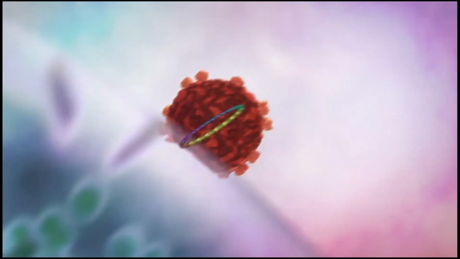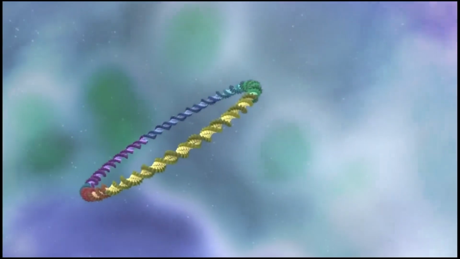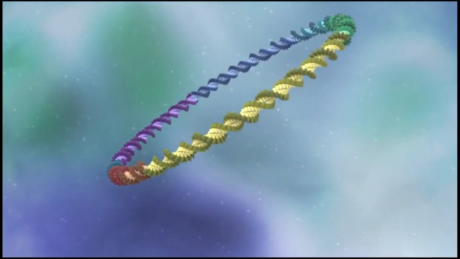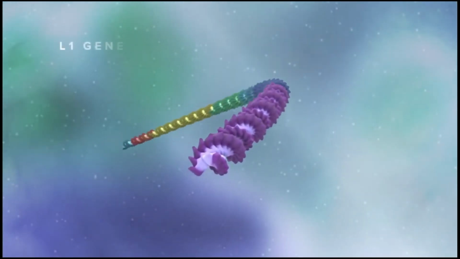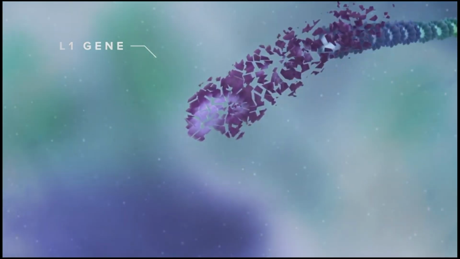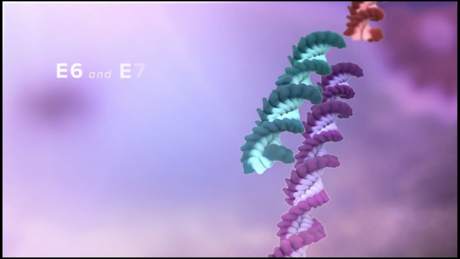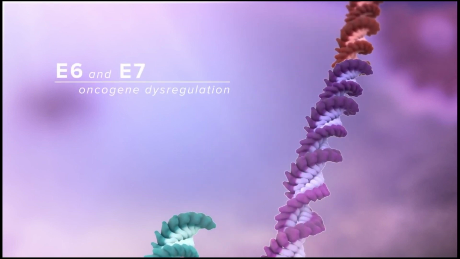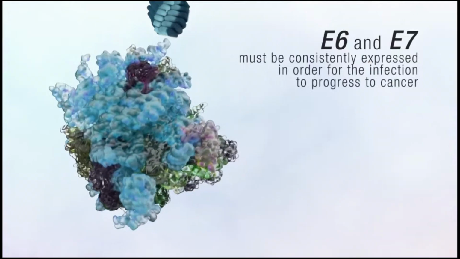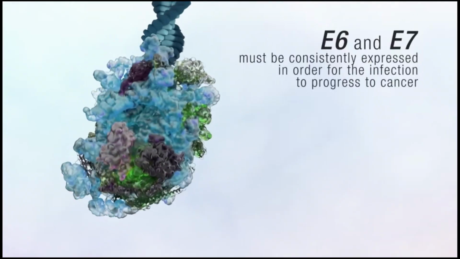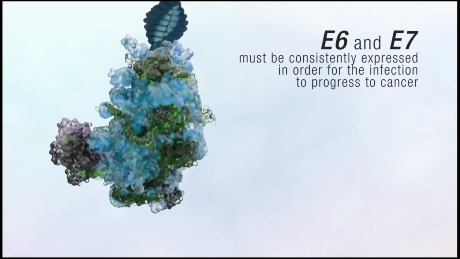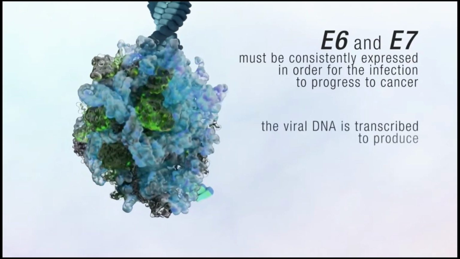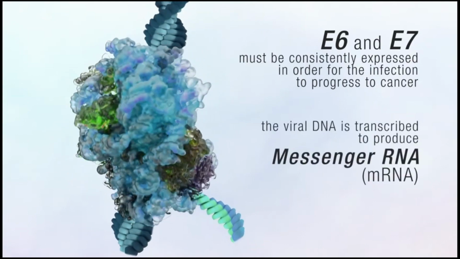Once HPV enters a normal cell, it integrates its genome with the genome of the normal cell, hijacking the normal functions of the cell. In order for HPV to lead to cervical cancers, the E6 and E7 replication proteins have to be expressed. And to do so, the viral DNA gets transcribed into mRNA and translated in the ribosome to produce viral proteins.